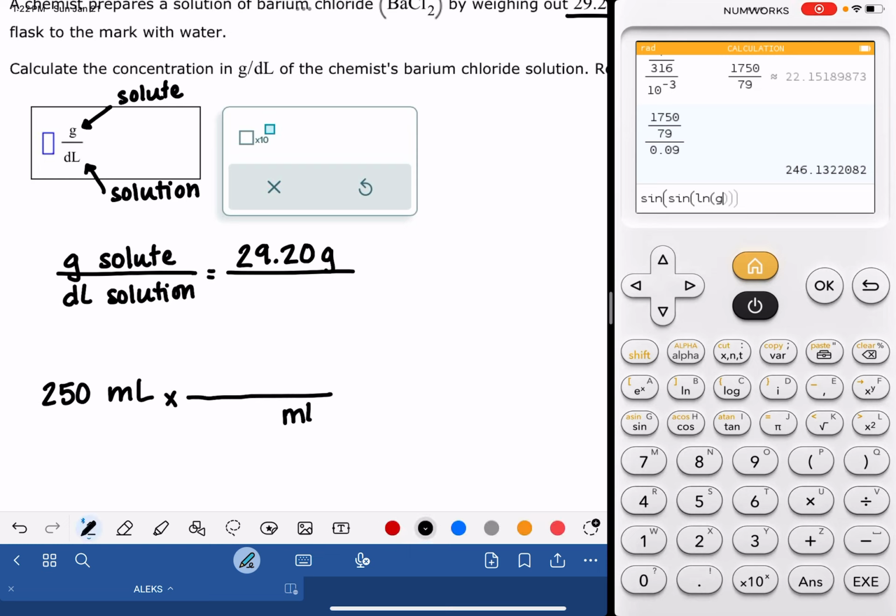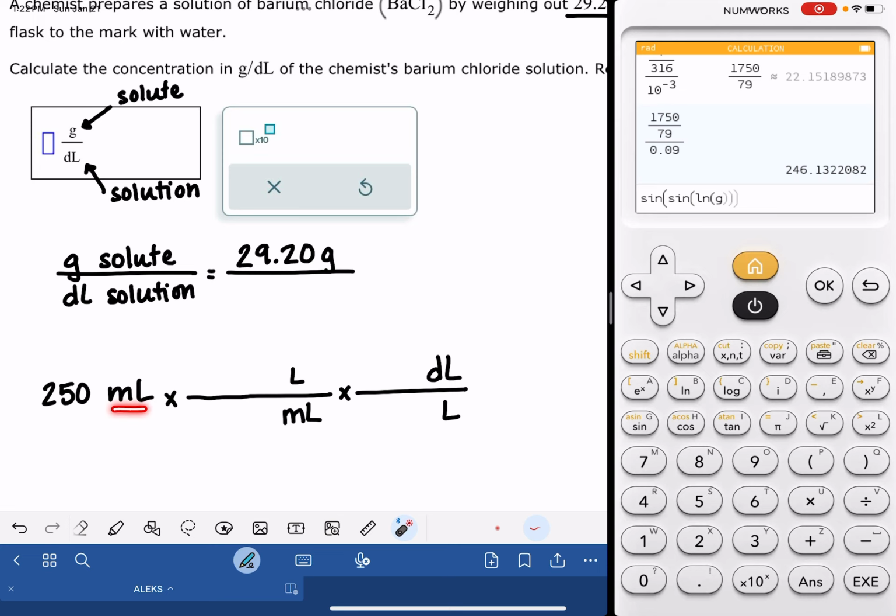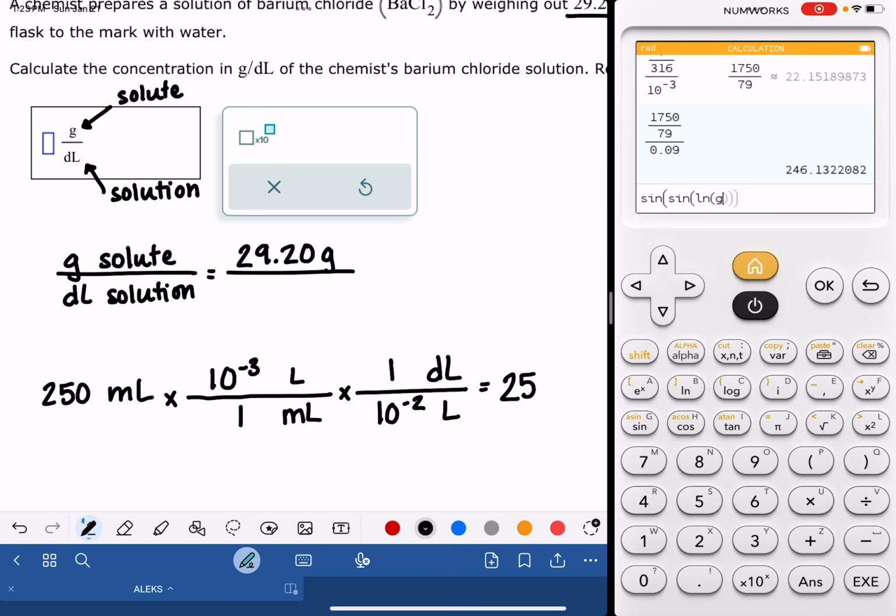Now for me personally, when I'm converting from one prefixed metric unit to another, like converting from milliliters into deciliters, I think that it is easier to convert from the prefixed unit back to the base non-prefixed unit, and then to convert from the base unit into the new prefixed unit. So instead of converting directly from milliliters into deciliters, I'm going to go from milliliters into liters, and then from liters into deciliters. That's just easier for me. Milli is 10 to the minus 3, and deci is 10 to the minus 2. And so that is going to give me, I believe, 25 deciliters.